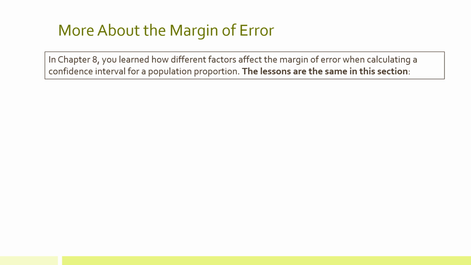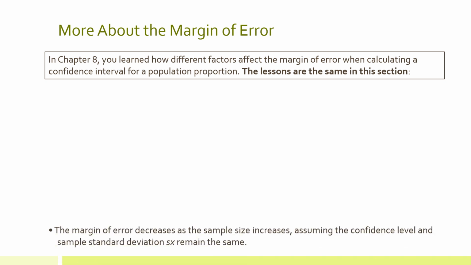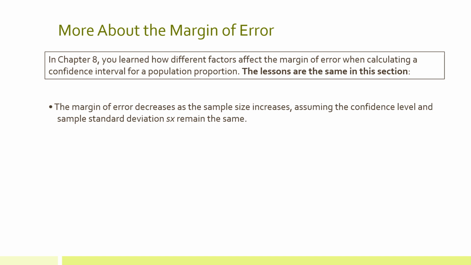All right, so the last thing I wanted to talk about is just a little bit more about the margin of error and things that affect the margin of error. So in Chapter 8, which again was first semester, we learned about how different factors affect the margin of error when calculating a confidence interval for a population proportion. The lessons are the same, so sum it up. The margin of error decreases as sample size increases, assuming that the confidence level and standard deviation remain the same. This makes sense. Margin of error goes down the more the sample size goes up, because the more the sample size goes up, the more sure we are of the values, the less variability we have, and so therefore margin of error goes down.